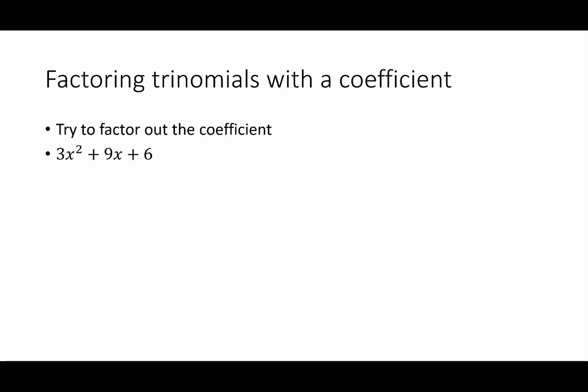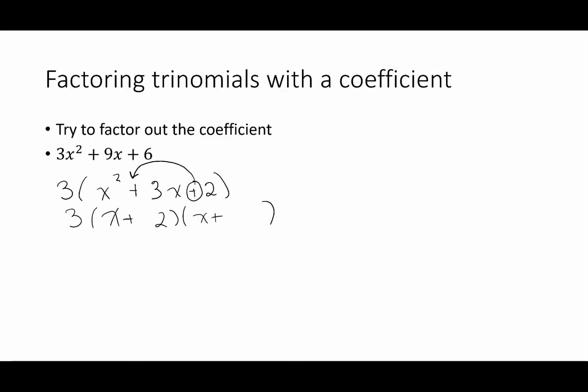Hopefully you notice that 3, 9, and 6 are all divisible by 3, so I'm going to factor the 3 out. That leaves me with x squared plus 3x plus 2. From there, we use our strategies to factor trinomials, and we look at the plus sign in front of the 2, which tells me both of my terms will have the same sign, which is the plus in front of the 3. So I have x plus and x plus. The only factors of 2 are 2 and 1, so that makes it easy to factor. 2 plus 1 is equal to 3, and we're done.